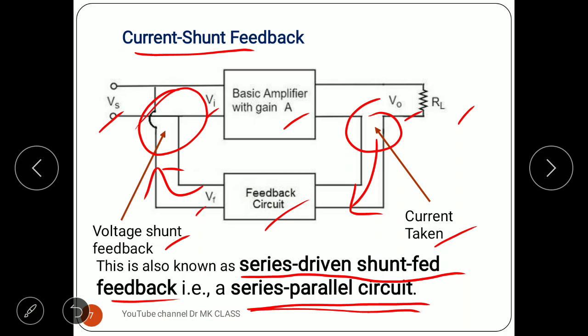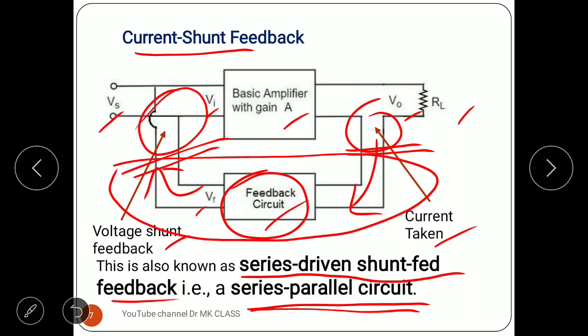Always we are talking about the feedback network, and for that this side is the input and this side is the output. So only this will be defined in the name. Feedback network will be defined because this open loop amplifier will be as it is. So series parallel means here it is a series, output side it will be series, and the input side it will be parallel.